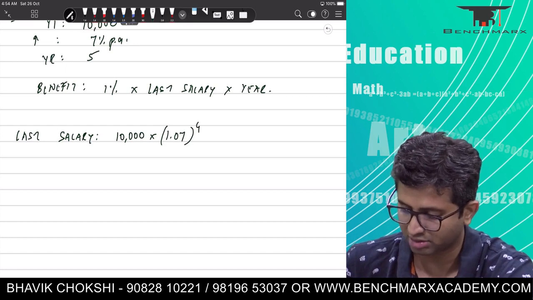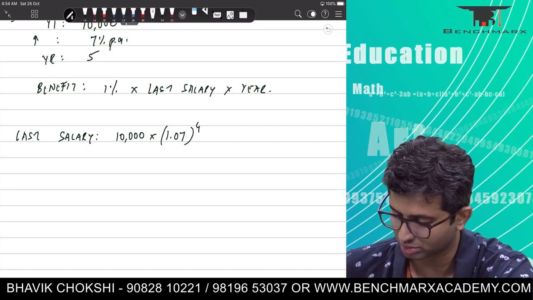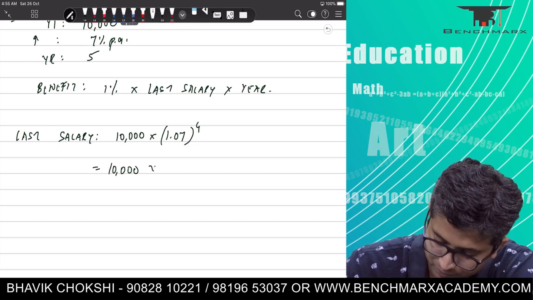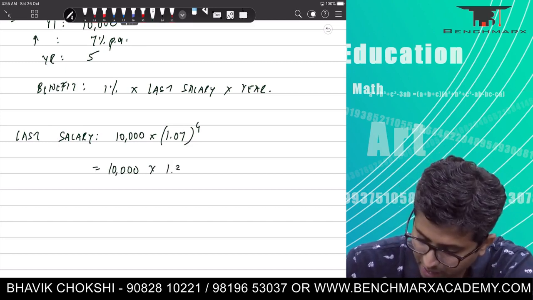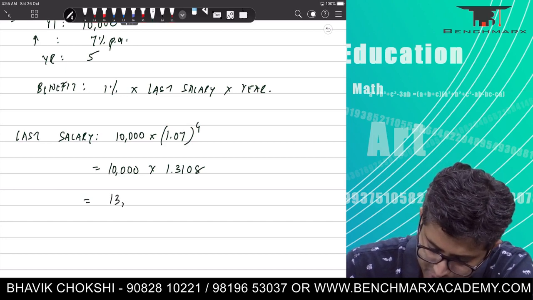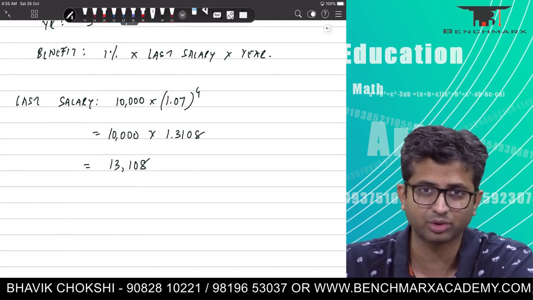However, you have been given salary at the end of the first year. So 1.07 raised to 2, 3, and 4. So this is around 10,000 into 1.3108, let us say, in which case this comes to 13,108. So his last drawn salary is estimated to be 13,108.